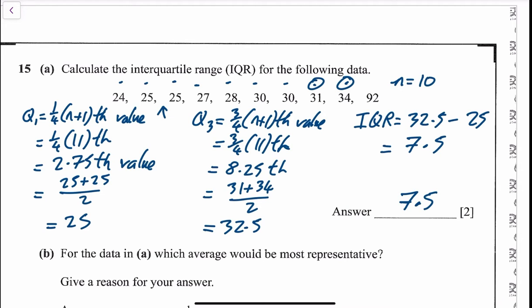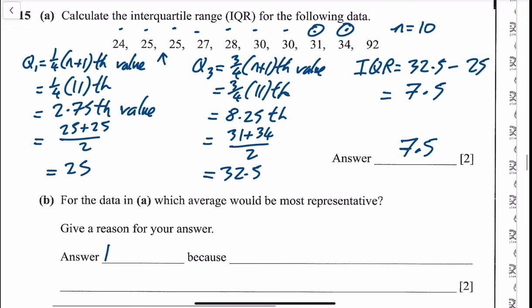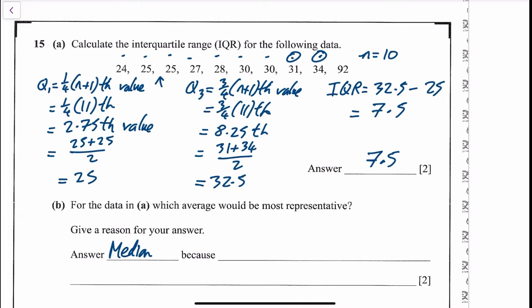Okay, for the data in A, which average would be most representative? So the average is going to be the median. And if you have a look at A, first of all, there's 3 averages you could use. You could use the mode, the mean or the median. Now, if you did the mode, there's 2 values which appear more than once. So there's 2 modes. It's what's called bimodal. It doesn't really help you if something's bimodal.